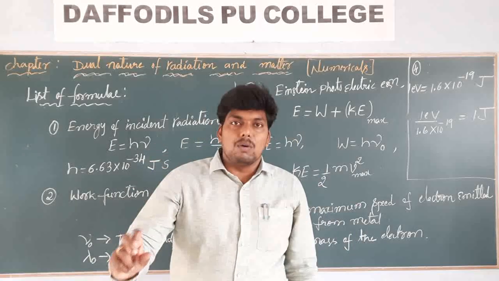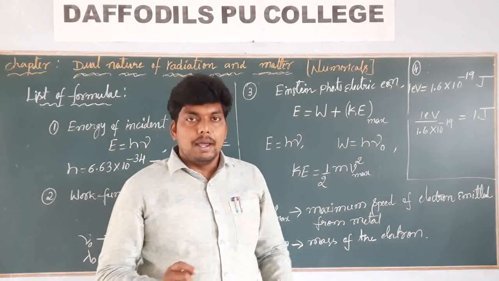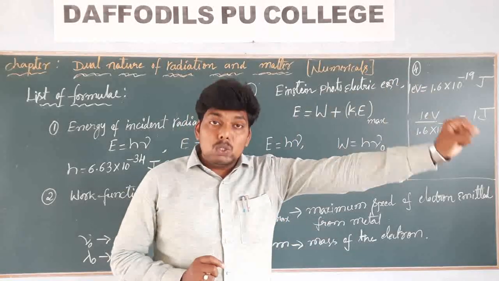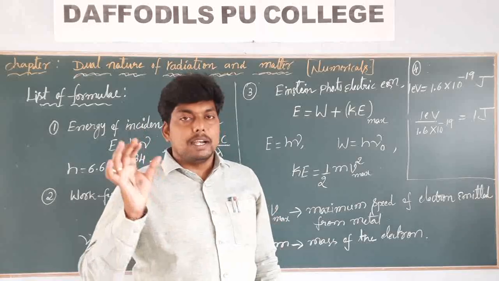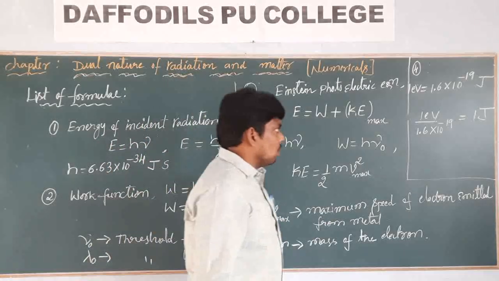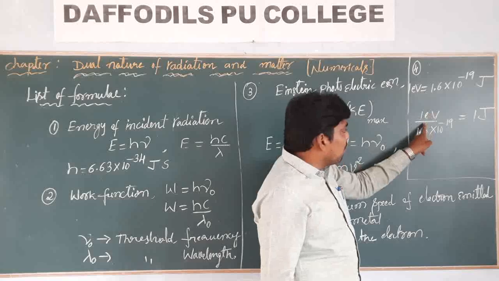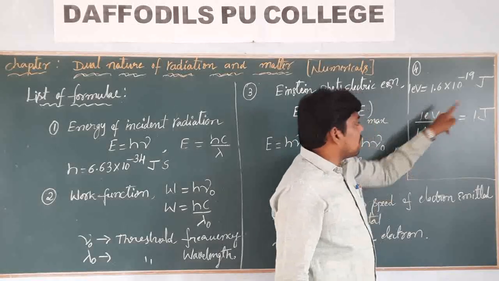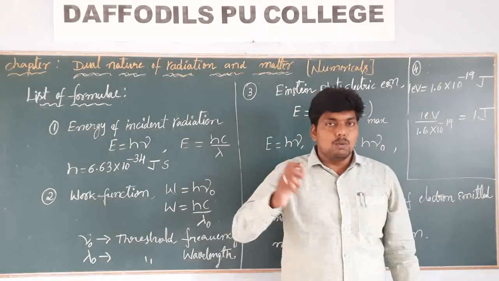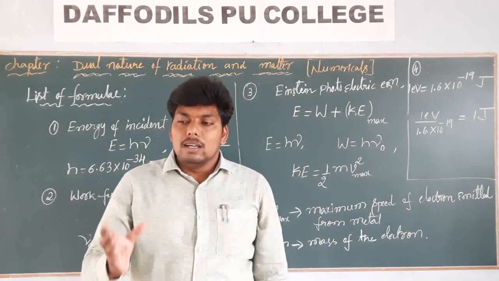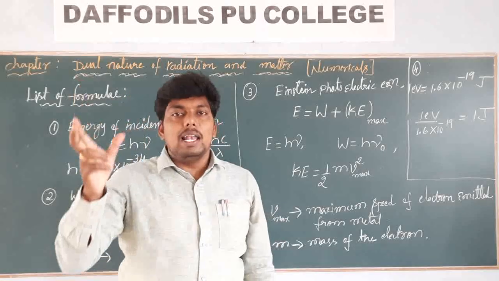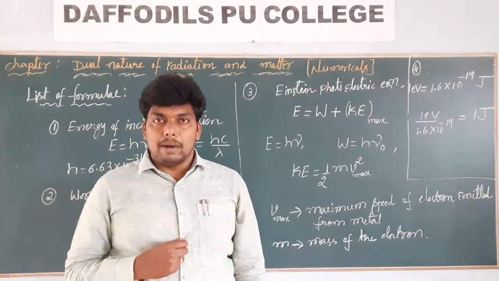If they have given the work function in terms of electron volt and you want to convert into joule, just multiply with 1.6 into 10 to the power minus 19 joule. Next, if you want to convert joule to electron volt, what do you have to do? If you want the answer in terms of electron volt only, then you have to divide the value by 1.6 into 10 to the power minus 19.